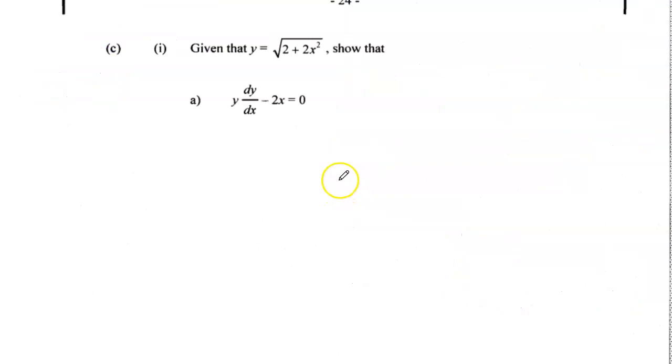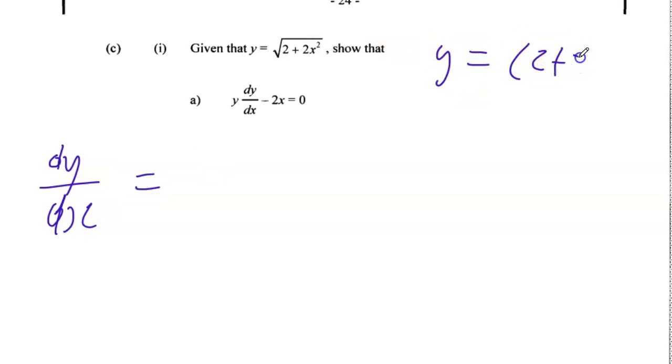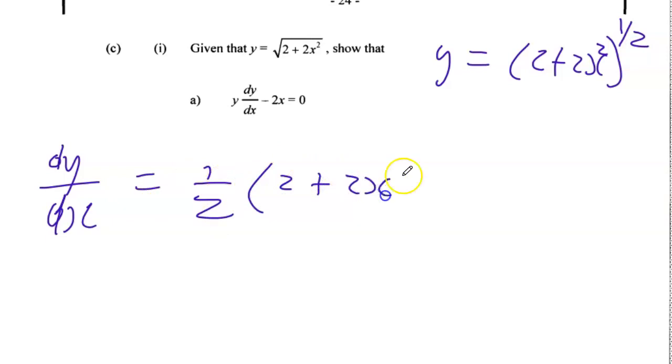Given that y is equal to the square root of 2 plus 2x squared, show that y times dy by dx minus 2x is equal to 0. So of course the first thing we need to do is find dy by dx. So dy by dx, we're going to rewrite y as 2 plus 2x squared to the power of half, and I apply the chain rule. So it's half into 2 plus 2x squared. Subtract 1 from the power. Half minus 1, that's minus half.